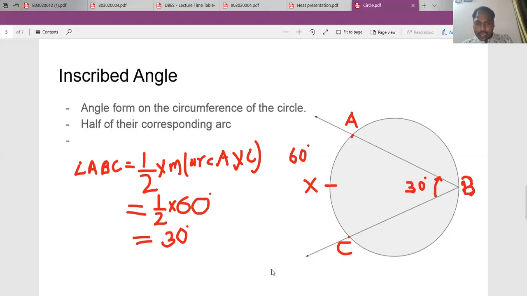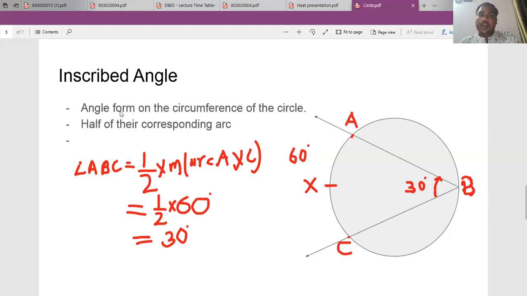So you all will get the idea now. This is the 30 degree angle. Why 30 degree angle? Because the corresponding arc is 60 degrees. In other words, if we have an arc of 70 degrees, the angle becomes 35 degrees. If we have an angle of 40 degrees, the arc becomes 80 degrees. Got it? So this is about the inscribed angle.